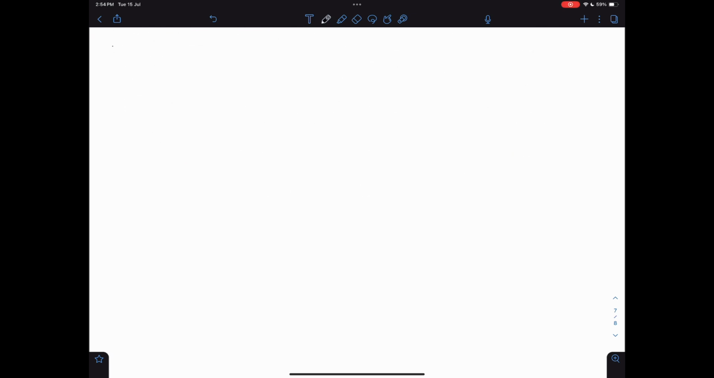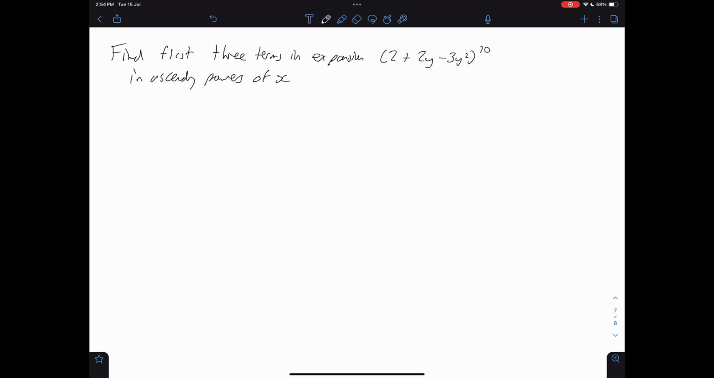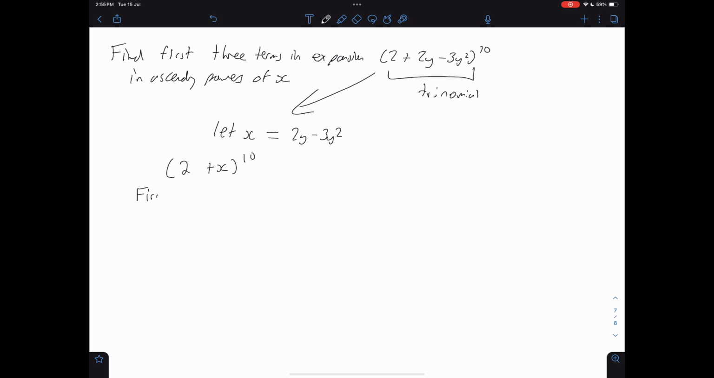Here is another problem. Find the first 3 terms in the expansion of (2 plus 2y minus 3y squared) to the power of 10 in ascending powers of y. Now this here in the bracket, that is a trinomial actually, because there's 3 terms, not a binomial. So what you would do is let x equal 2y minus 3y squared. So then the expansion becomes (2 plus x) to the power of 10, which is a binomial again.